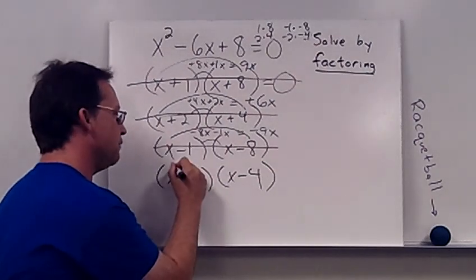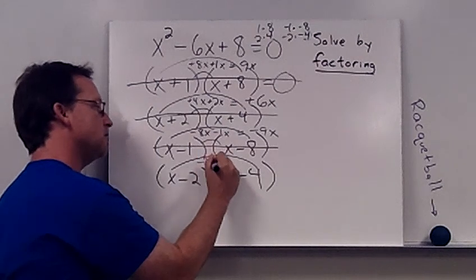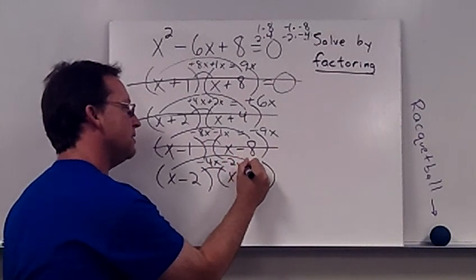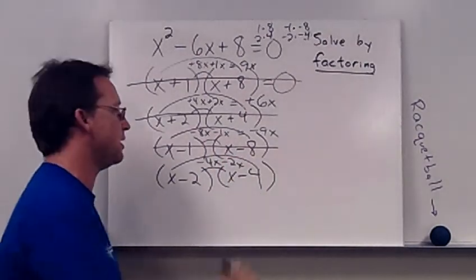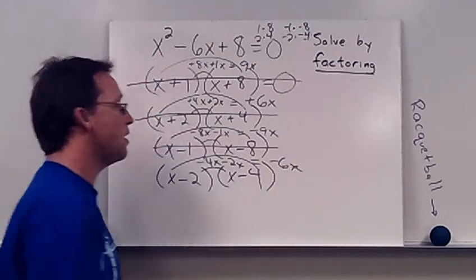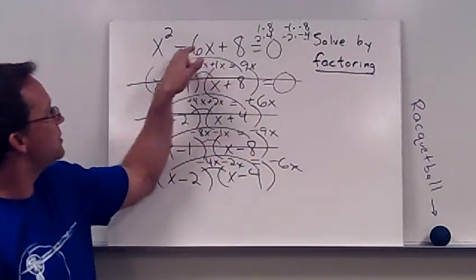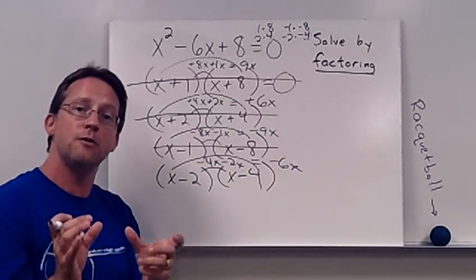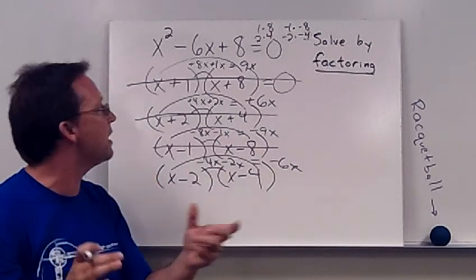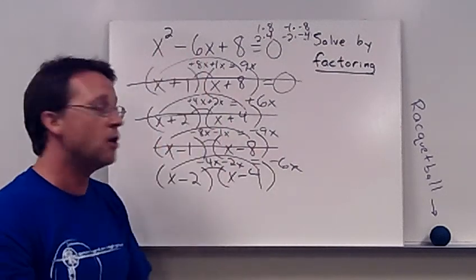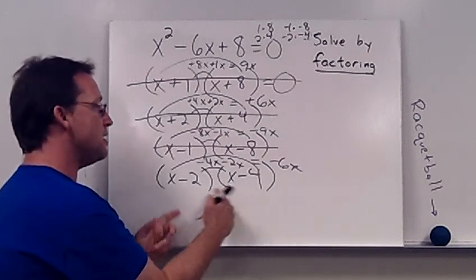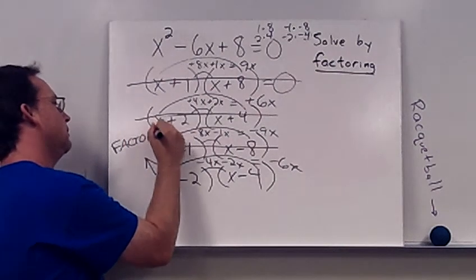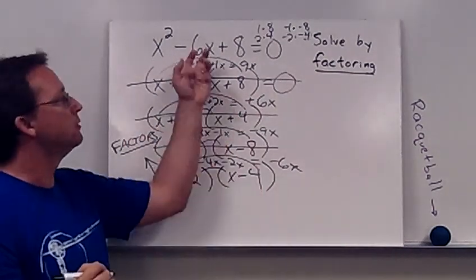I do x times negative 4. That's a minus 4x. Negative 2 times x. That's a minus 2x. Negative 4x minus 2x. Perfect. Negative 6x. That's what we were looking for. We want this to match this. It does match it. So we have x minus 2 times x minus 4. If we multiply those two binomials together, we get x squared minus 6x plus 8, which is what we were looking for. Right? So these are what we call the factors. These are our factors of our equation.